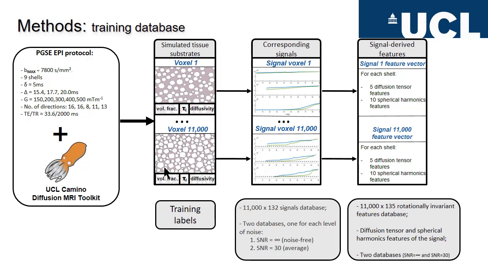Additionally, following the pipeline introduced in our NeuroImage paper last year, we extract an equivalent rotationally invariant database by extracting diffusion tensor and spherical harmonics features from the signals database. We will then test the performance of our models on both equivalent databases.